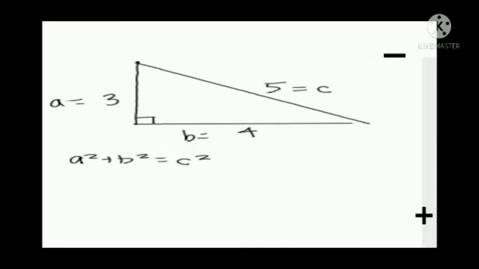Here's a special example. This is a right triangle whose three sides are given. The measure of side A is equal to 3, side B is equal to 4, and side C is equal to 5. We will use the Pythagorean Theorem, A squared plus B squared is equal to C squared, to know if these sides have a geometric relationship. Let us substitute the given: 3 squared plus 4 squared is equal to 5 squared, since A is equal to 3, B is equal to 4, and C is equal to 5.